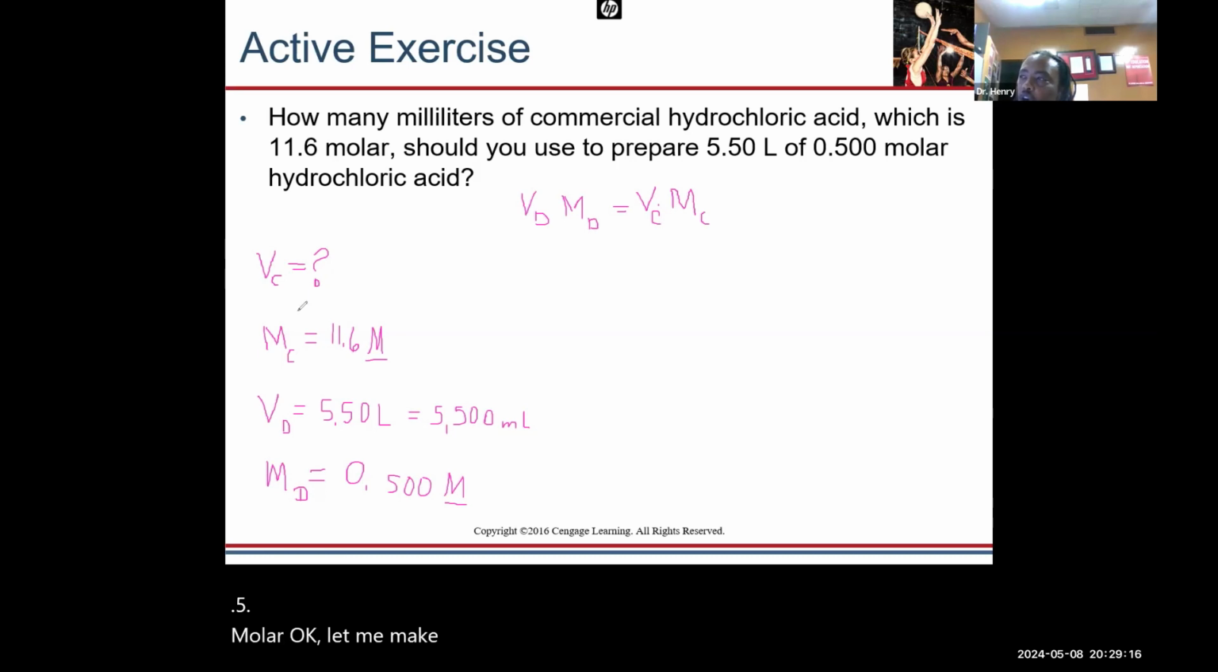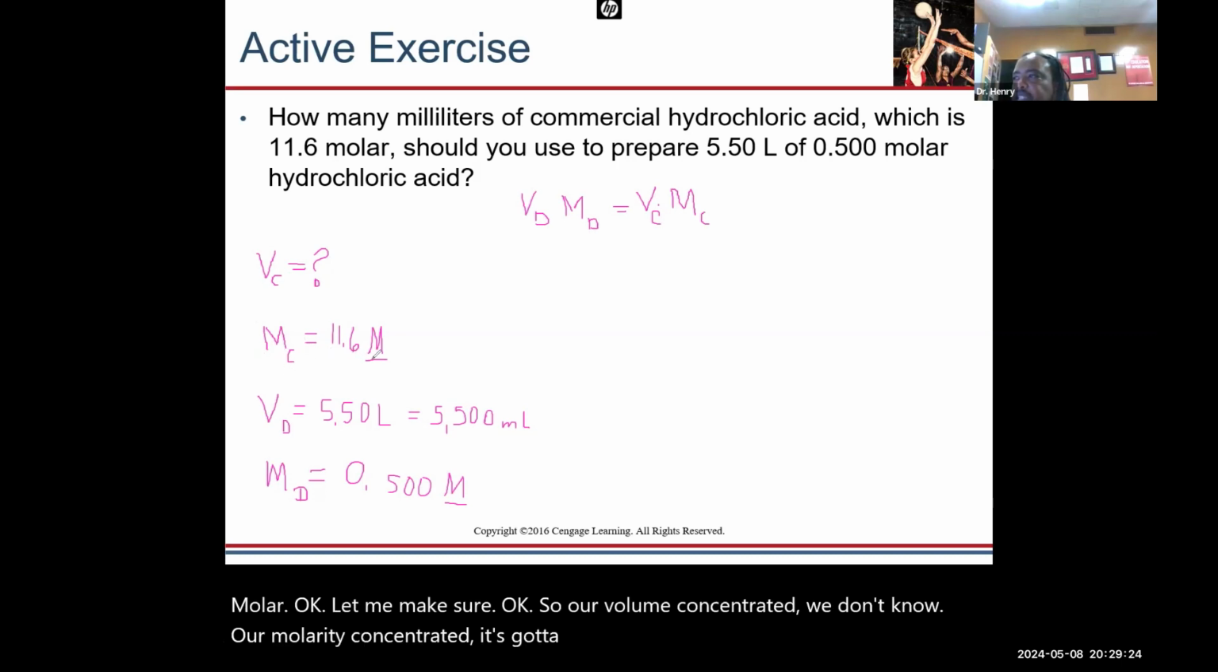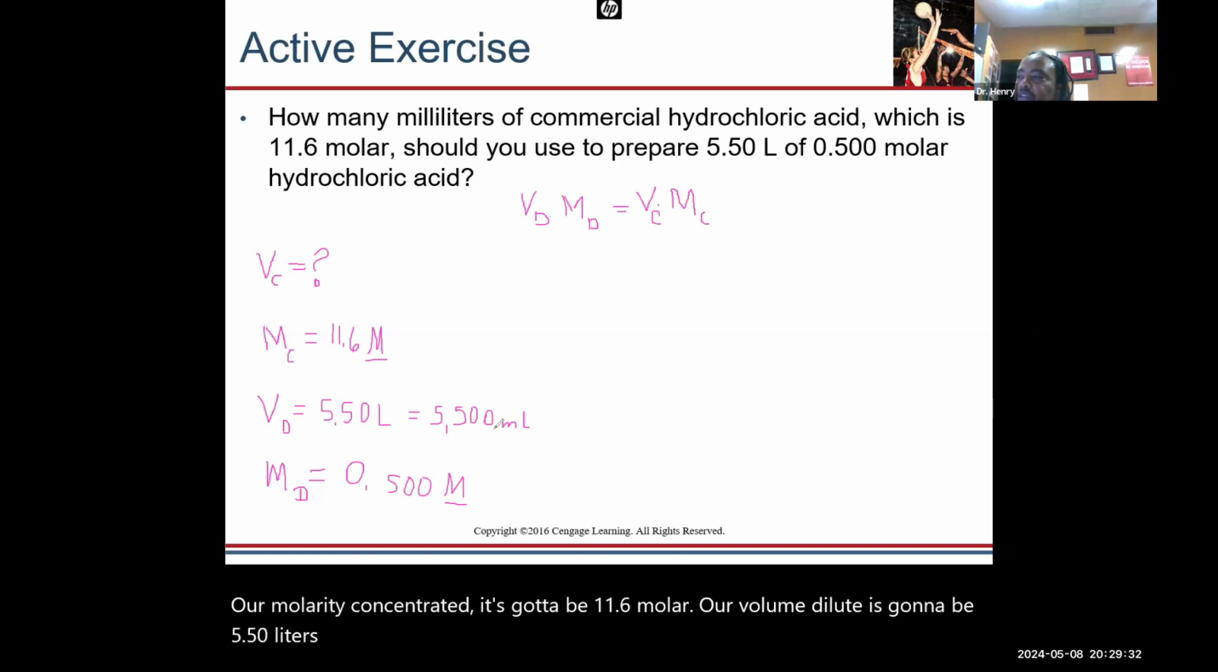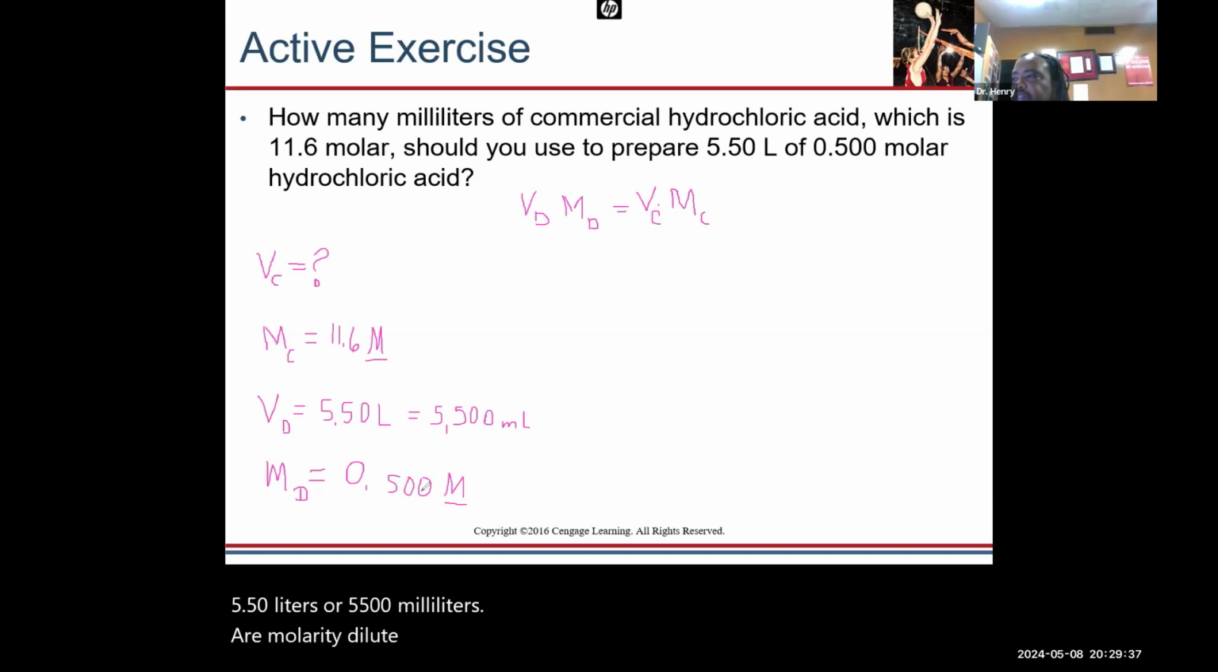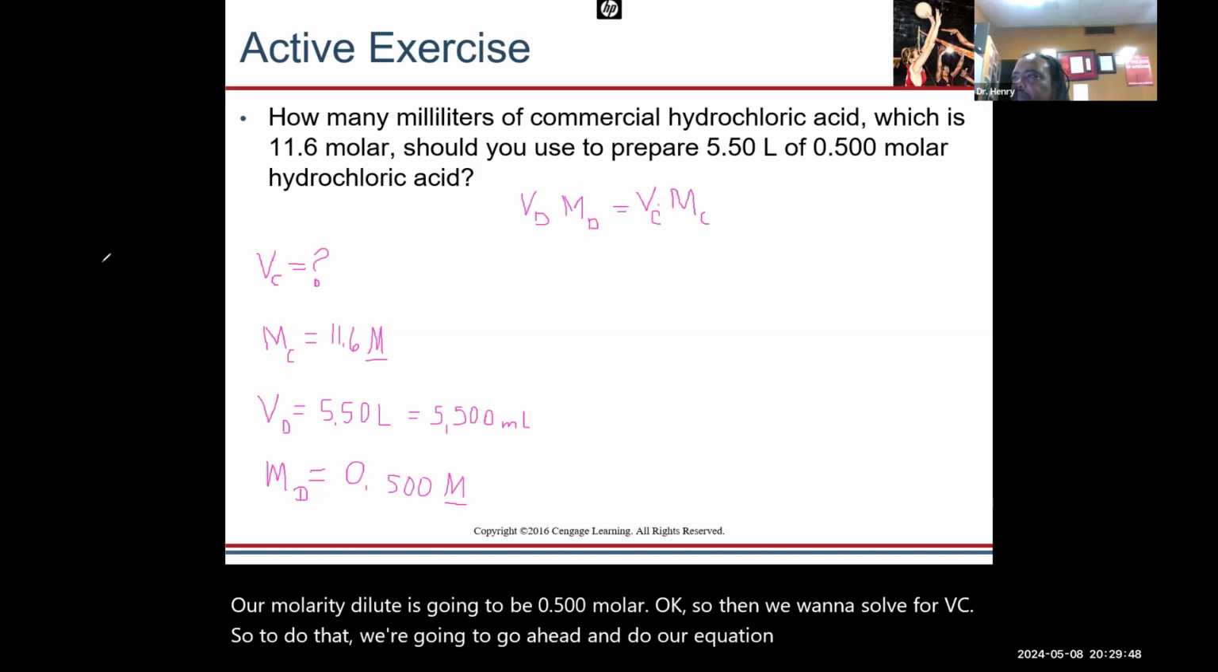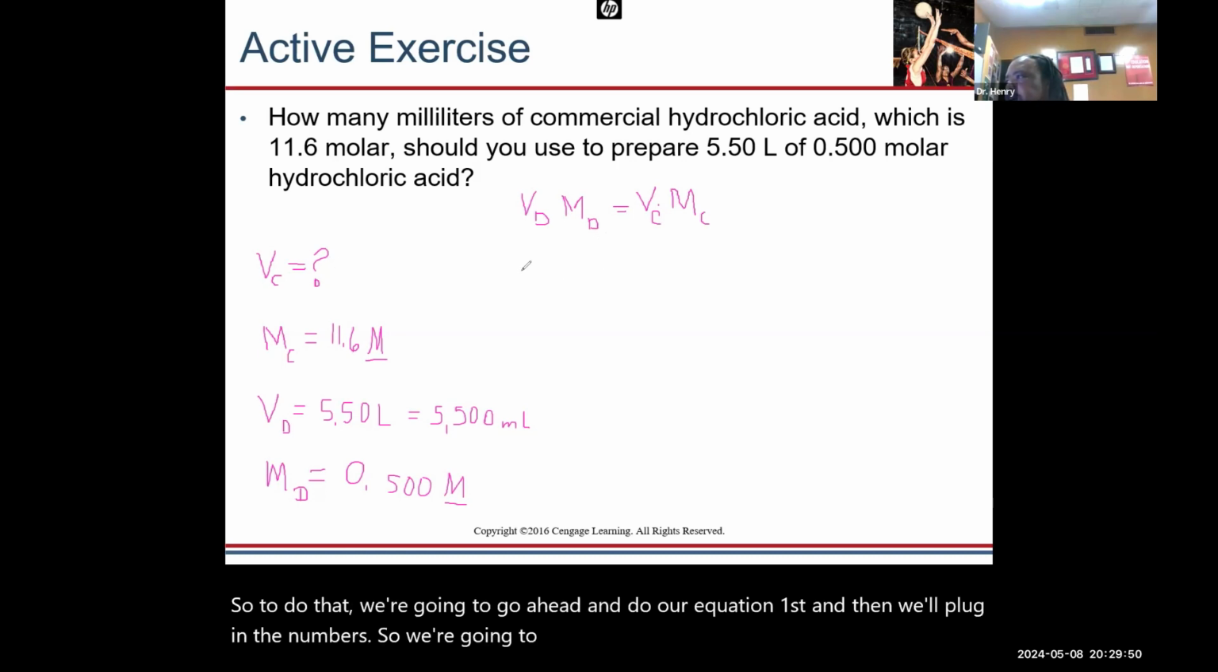Okay, so our volume concentrated, we don't know. Our molarity concentrated is going to be 11.6 molar. Our volume dilute is going to be 5.50 liters or 5,500 milliliters. Our molarity dilute is going to be 0.500 molar. Okay, so then we want to solve for VC. So to do that, we're going to go ahead and do our equation first, and then we'll plug in the numbers. So we're going to divide both sides by our MC.